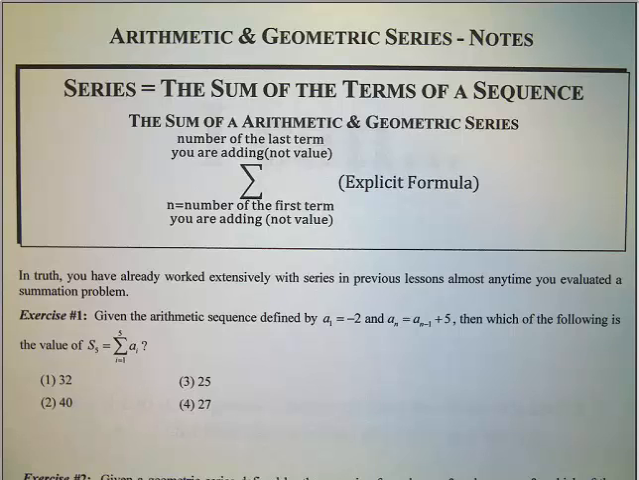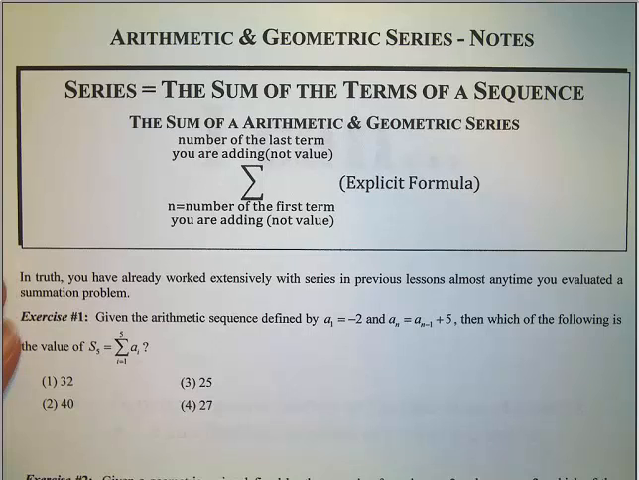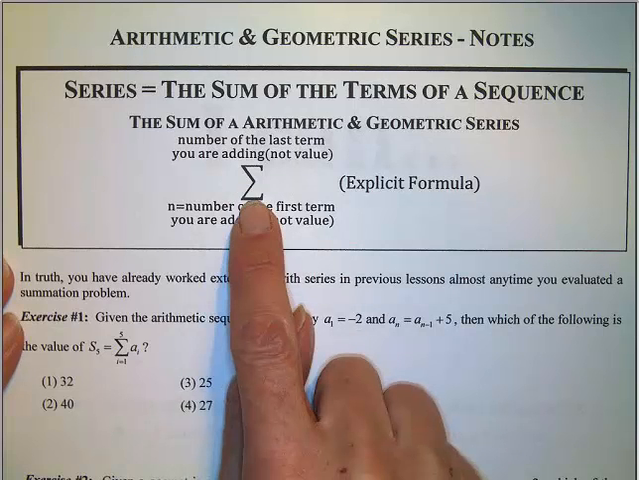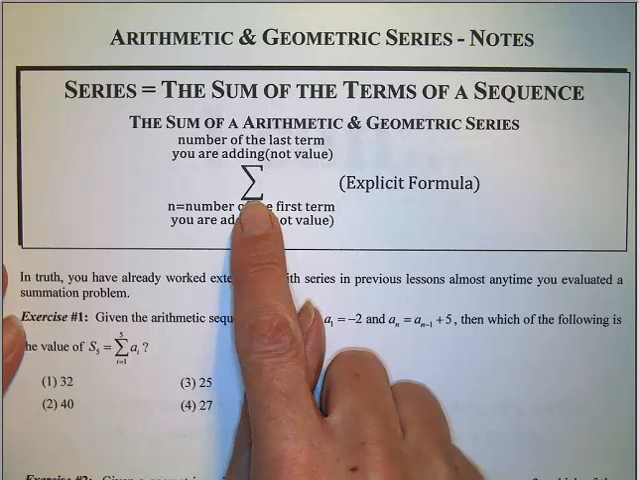So what is a series? A series is the sum of the terms of a sequence. So instead of us just finding the pattern and writing the next term or terms, we are adding them all up. So a series is the sum of them. So the way we do the sum of an arithmetic or geometric series, we use this symbol called summation. Okay, this Greek letter sigma, also known as sigma notation.